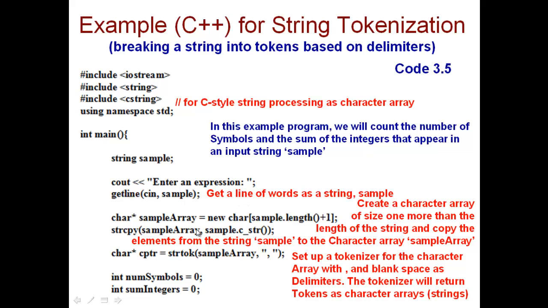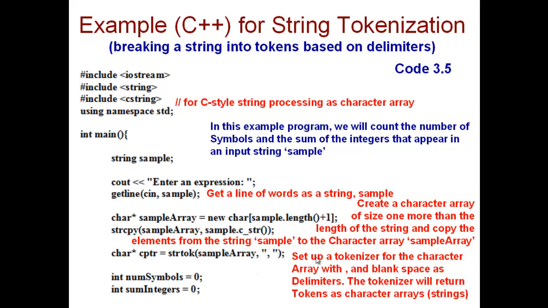In order to do string tokenization, we need to have a character array storing the contents of the string. So we'll create a character array, using a pointer to create an array here. We need to know the length of the string. sample.length will give us the length of the string. We could use sample.size; either one of the two functions we can use here.